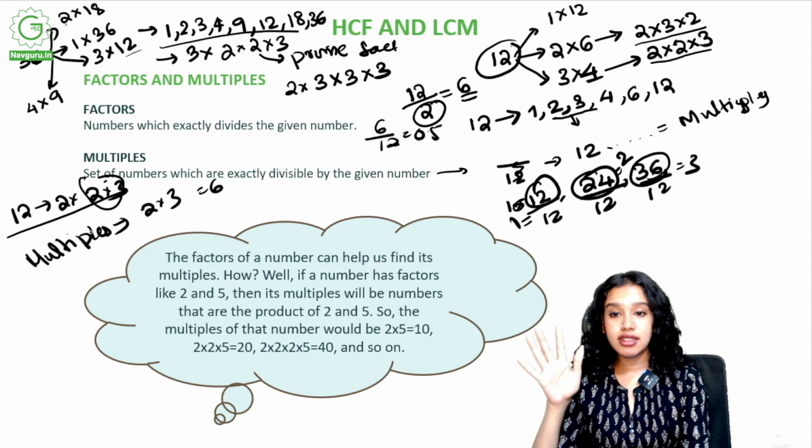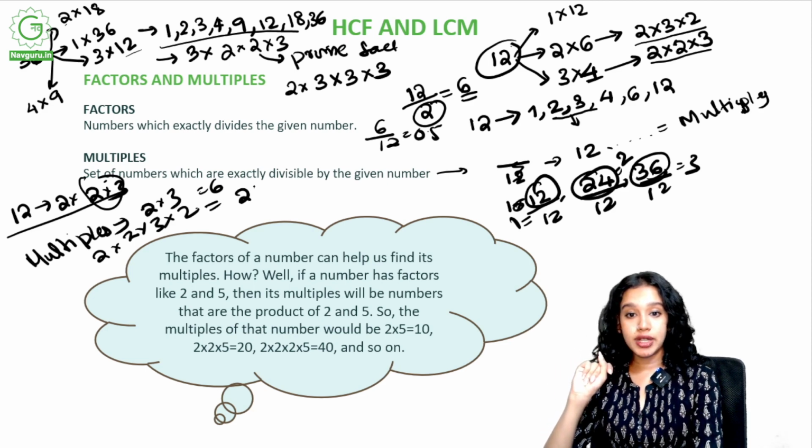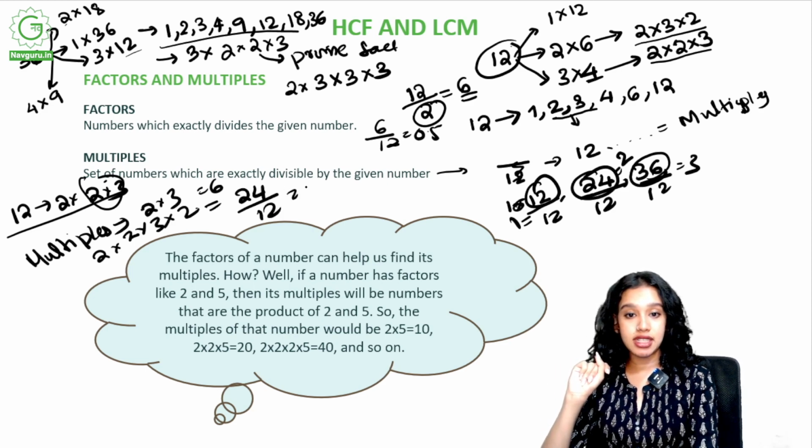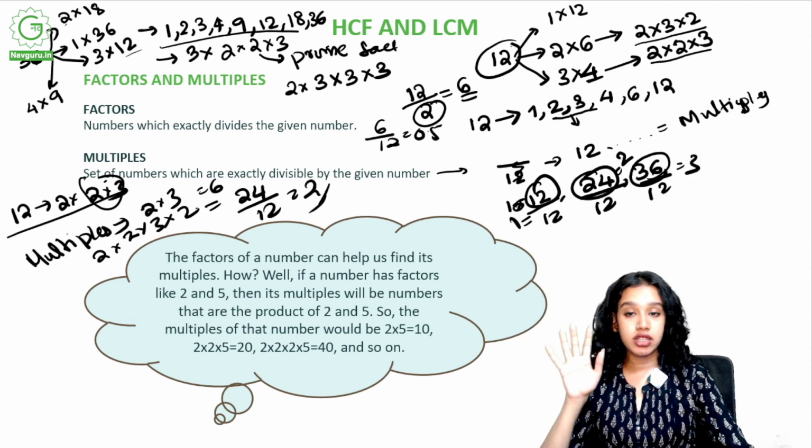Or we could ignore that and we could take 2 into 2 into 3 into 2. Let's say this is 12, and 12 into 2 is 24. 24 by 12 is actually 2. So these are the multiples. Now I hope the relation between factors and multiples is very clear.